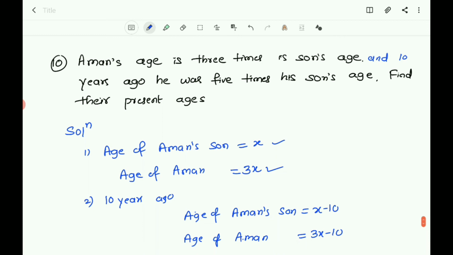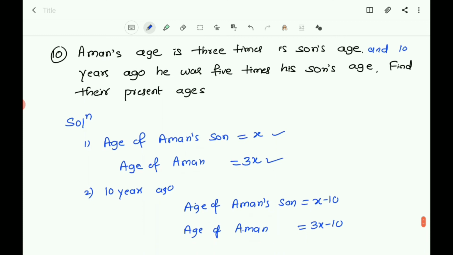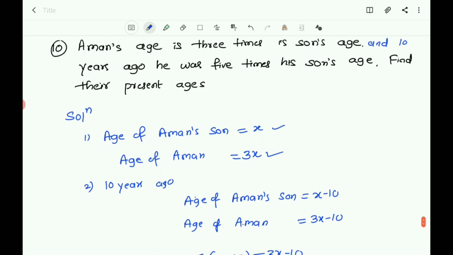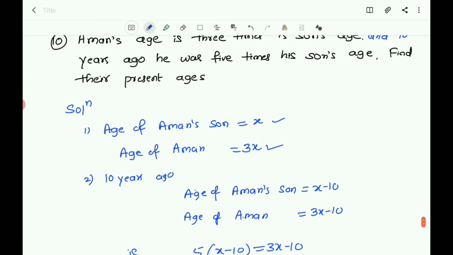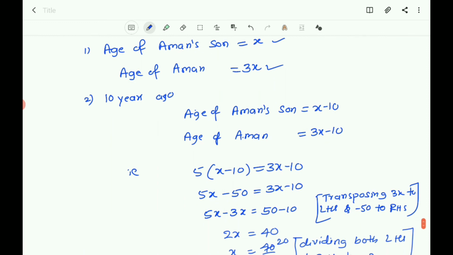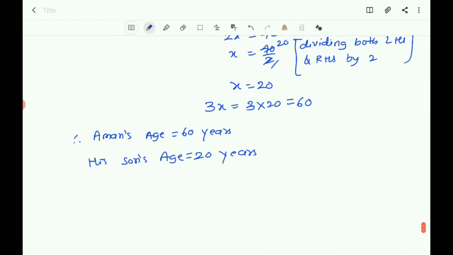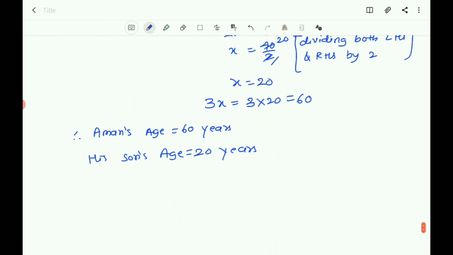So it is said that Aman's age is 3 times his son's age, means 3 times 20 is 60. And 10 years ago, Aman's son's age is 20 minus 10, 10, and Aman's age is 60 minus 10, 50, and 5 tens are 50. So it tallies here. So you got Aman's age equals 60 years, his son's age is 20 years.